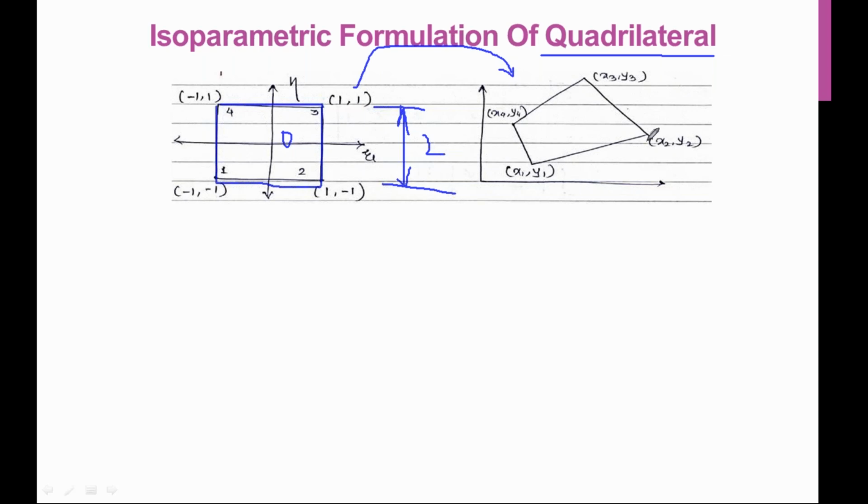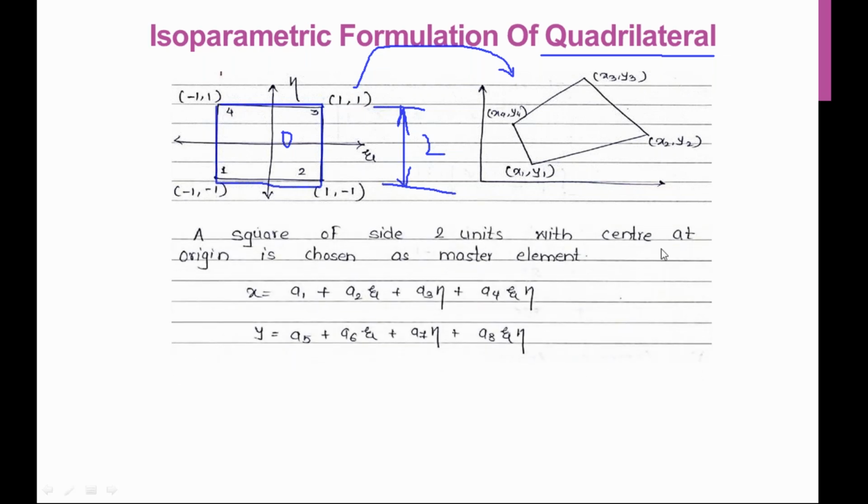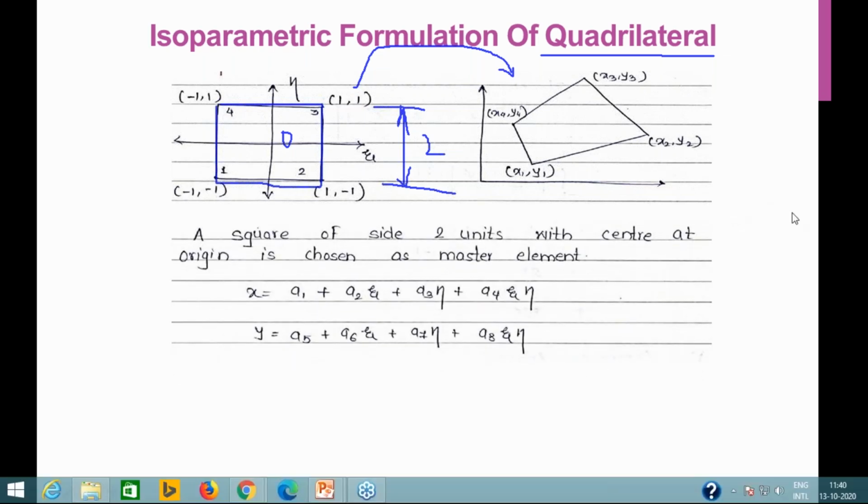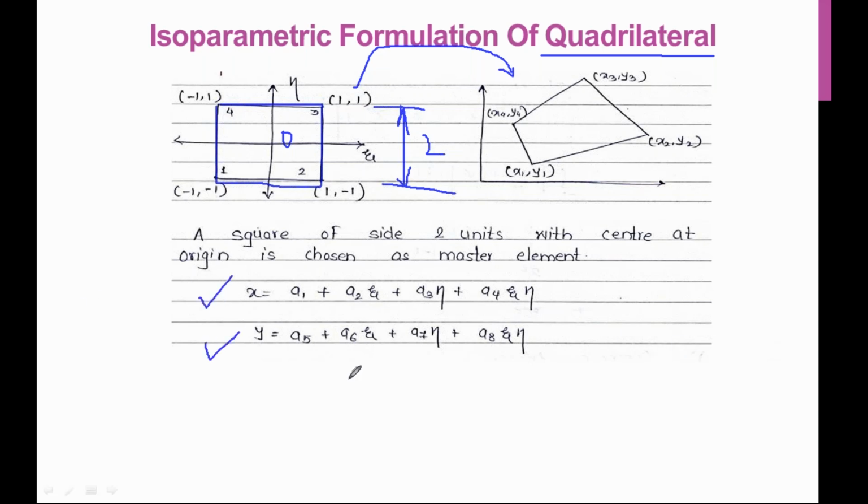It is x1 y1, x2 y2, x3 y3, and x4 y4. Okay, then see here, a square of side 2 units with a center at the origin is chosen as a master element, and for the x coordinate you can write x is equal to a1 plus a2 into zeta plus a3 into eta plus a4 into zeta into eta.